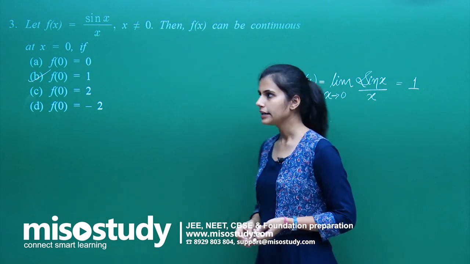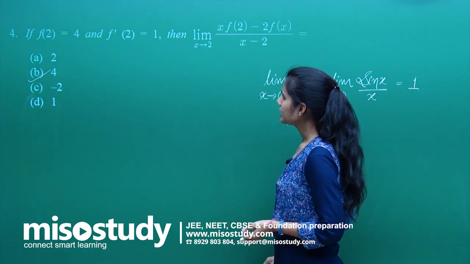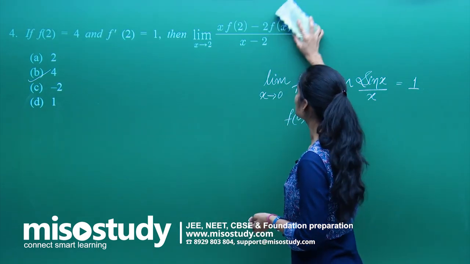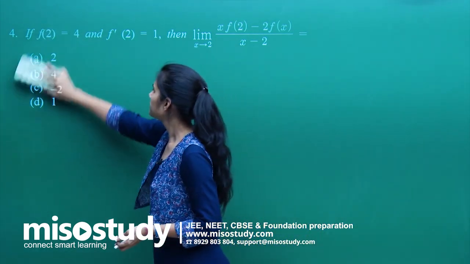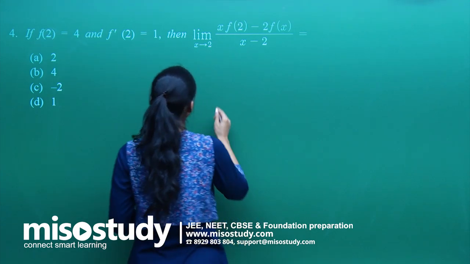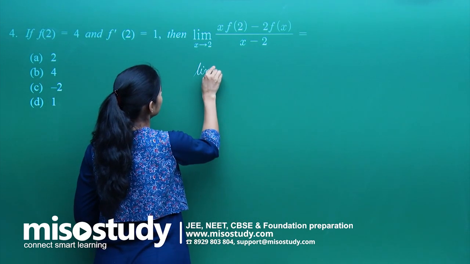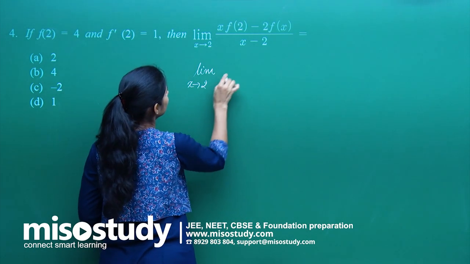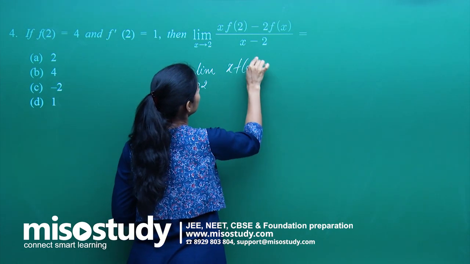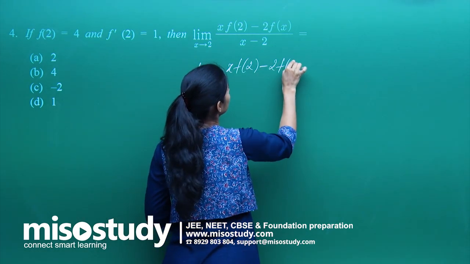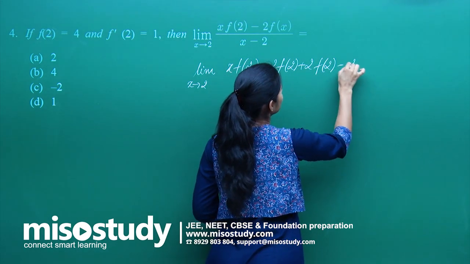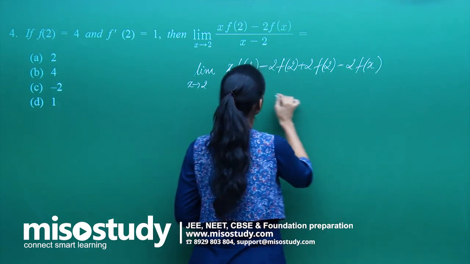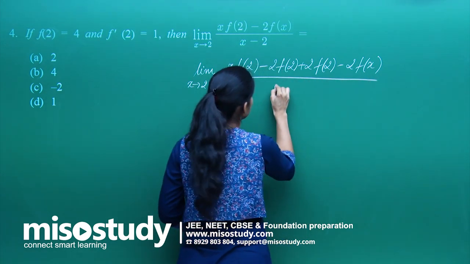Clear? Next question says, if f of 2 is 4, f dash 2 is 1, what is the limit of this expression? Let's calculate. What is the limit of this expression? This is limit x approaches 2, x into f of 2 minus 2 f of 2 plus 2 f of 2 minus 2 f(x) whole upon x minus 2.